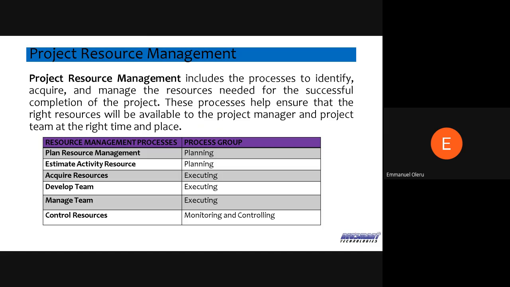at the right time and at the right place, right? So this is what we are trying to do. The project manager, the people that they need, the team, the right resources are available at every point in time. So we broke it down into, of course, the different areas where you see it in the process group. Just like I said, plan, estimate, acquire, develop, manage, and control.